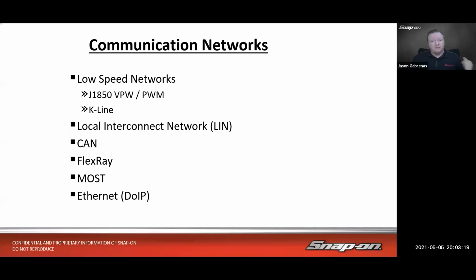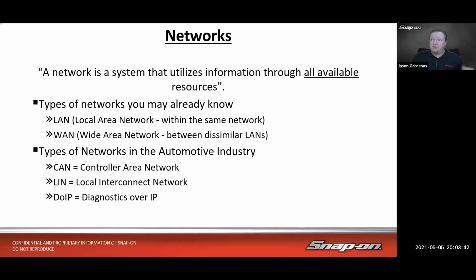And then we have CAN, which is where we're going to spend a lot of our time talking about CAN, because that is one of the more prevalent network types out there in the world today. Also FlexRay, they're very related. And then we also have MOST, which is media-oriented systems transport. And then we also have the new kid on the block, Ethernet, or you may have heard it as DOIP or diagnostics for IP.